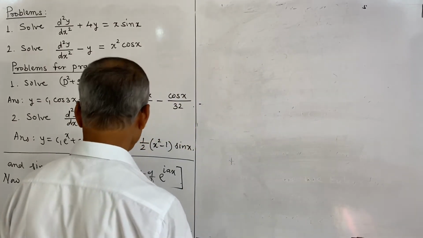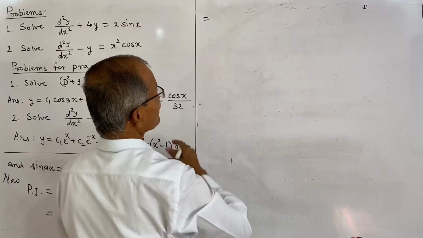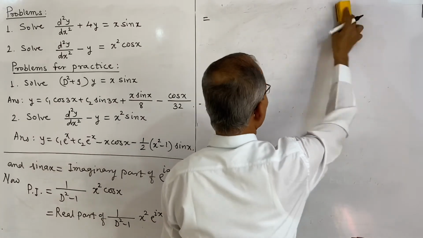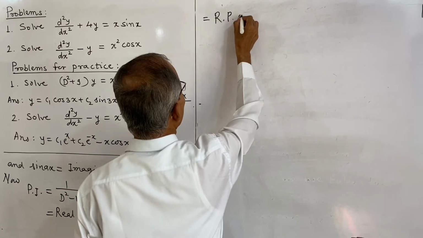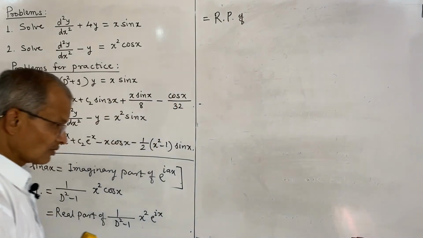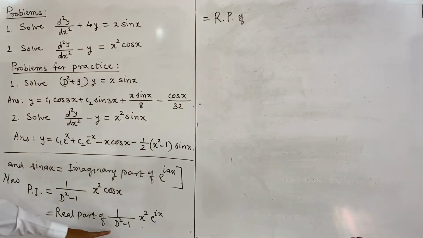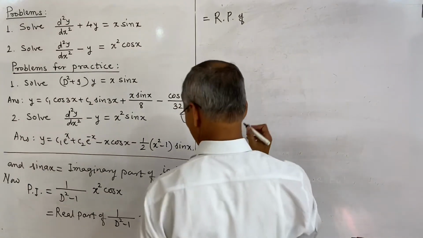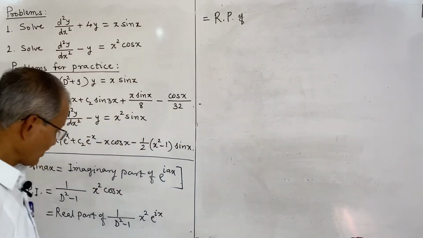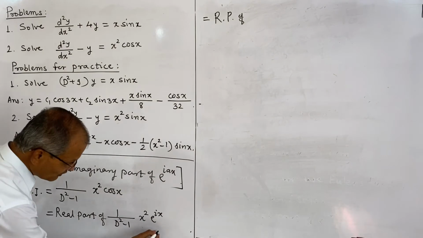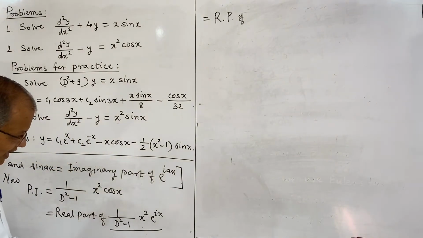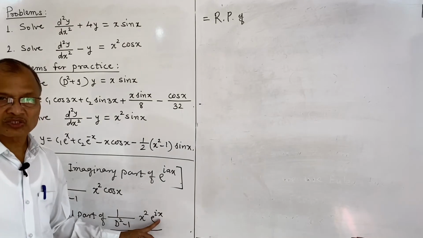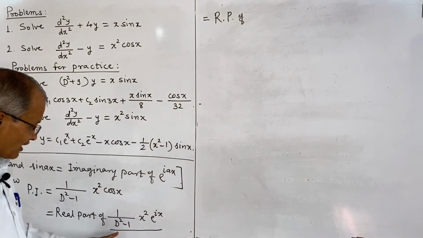This is equal to real part. Now I shall write in short real part as Rp. Real part of. So what is the real part of 1 upon D square minus 1 and x square e power ix? For this we should use the earlier formula. What is the earlier formula? e power ax into V, and that formula is to be used.